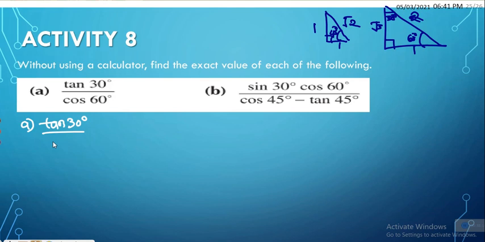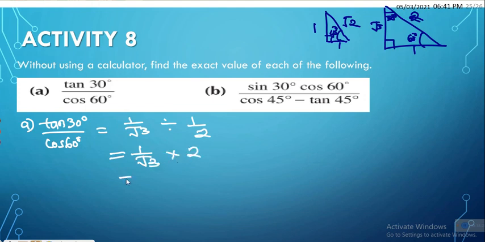tan 30 over cos 60 equals tan 30, which is 1 over root 3, divided by cos 60, which is 1 over 2. So this is 1 over root 3 times 2, which is 2 over root 3, which is 2 root 3 over 3. That's the answer for that.